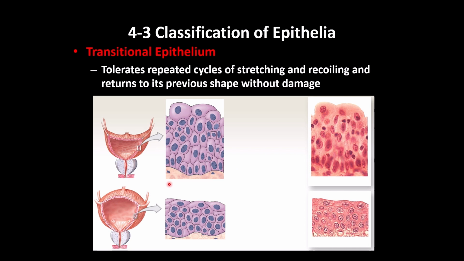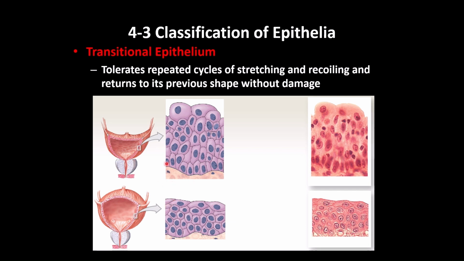But once there is urine there, the urine compresses these tissues, so you can see the urinary bladder is full. So now the same cells that were there are now compressed. So it looks like a squamous epithelium.